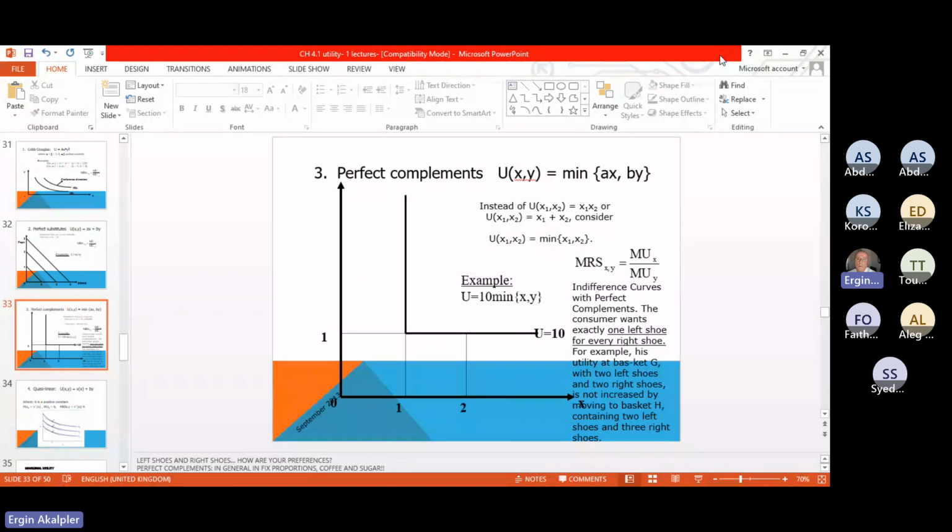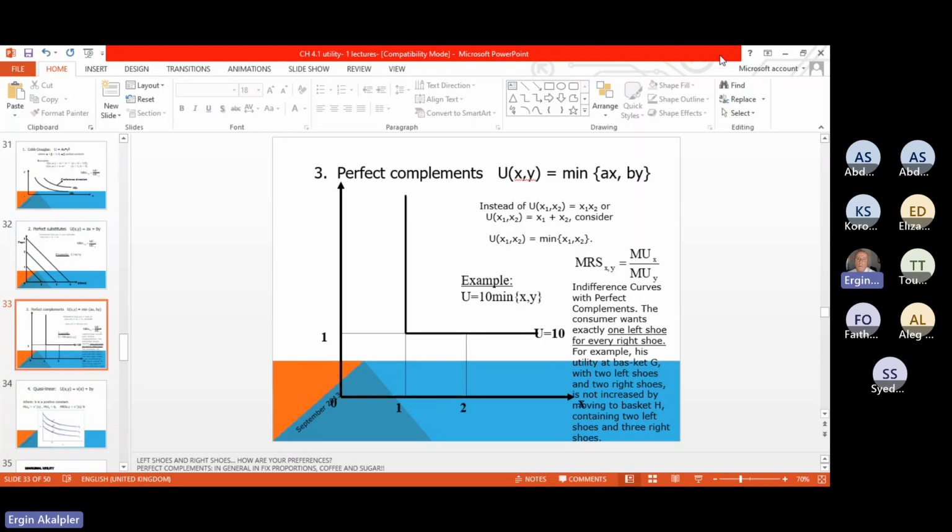And in the indifference curve with perfect complements, the consumer wants exactly one left shoe for every right shoe, which means either right or left, you're going to prefer any of these for being able to determine, because as you see, it is an L shape and it gives some correct and concrete preferences between each other. For example, his utility at basket G with two left shoes and two right shoes is not increased by moving to basket H.